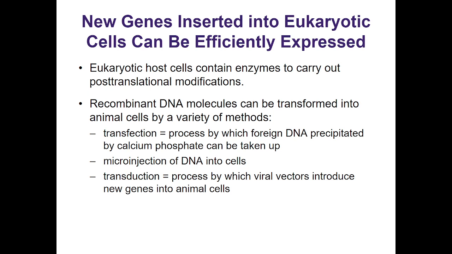Transduction is the process by which viral vectors introduce new genes into animal cells. And remember that if we're talking about eukaryotic DNA, we could express that DNA, have it replicated many times, and do a lot of useful stuff with the prokaryotes, but we'll never get the actual expression of the DNA for eukaryotic DNA in a prokaryote unless we make a cDNA first.